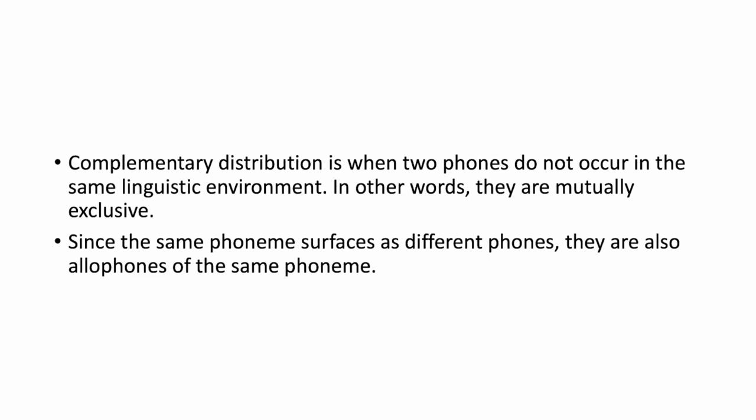What this means is that if one phone occurs in one environment, the other phone cannot appear in the same environment, because the presence of this one phone cancels out the presence of the other phone in the same environment. And since the same phoneme surfaces as different phones, the different phones are allophones of the same phoneme.